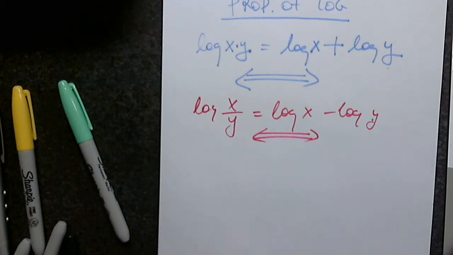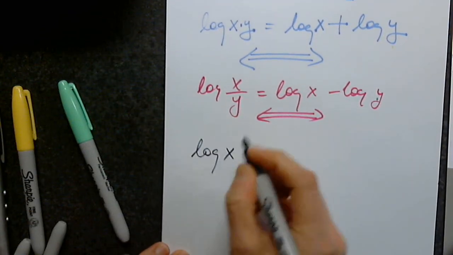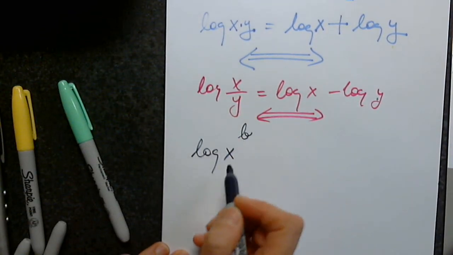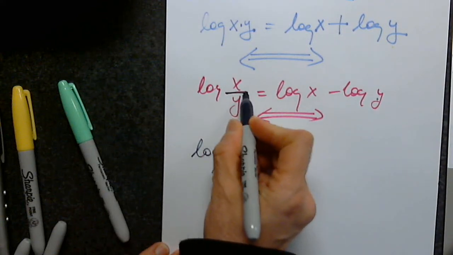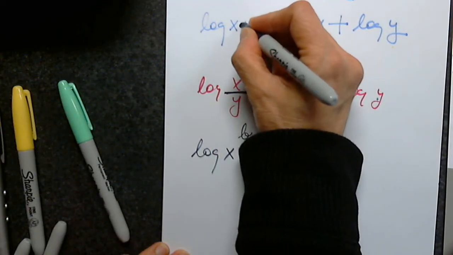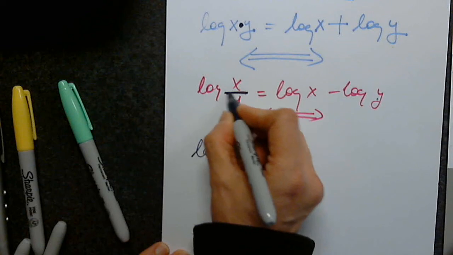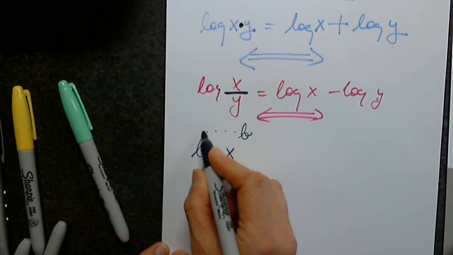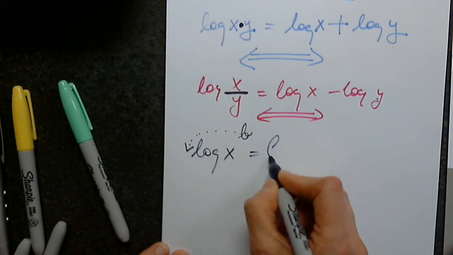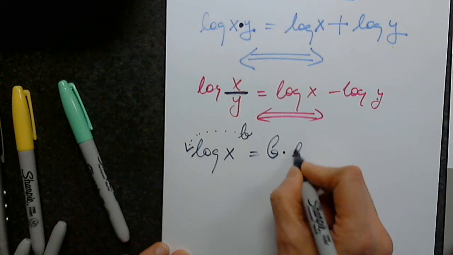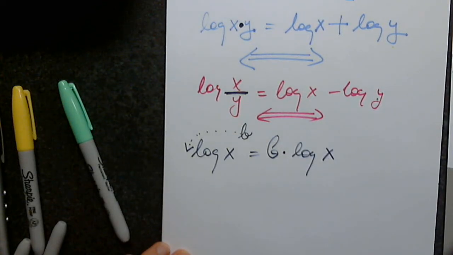Sorry about that. Here's the third one that we just used. Log of x raised to power b. This is the power rule. This is the quotient rule. This is the product rule. Product, quotient, power. It equals b multiplied by log x.